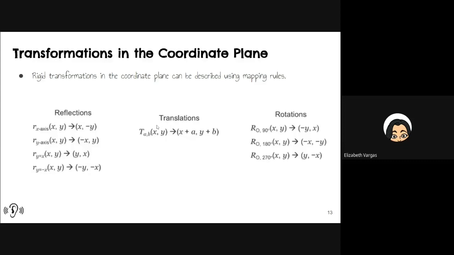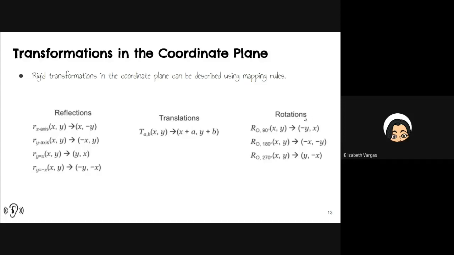Translations tell us what to add or subtract from our original x and y to represent that translation. So it tells us what to add or subtract to those original coordinates to represent our coordinates after the translation.